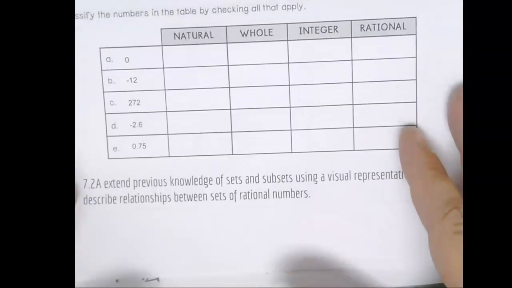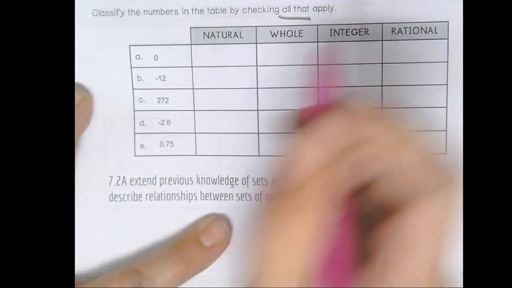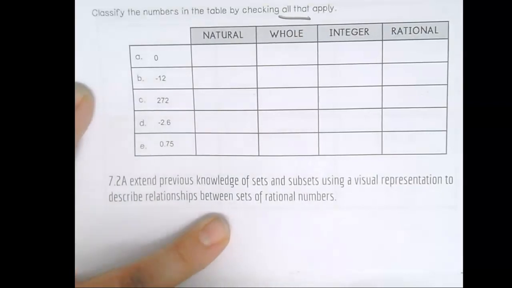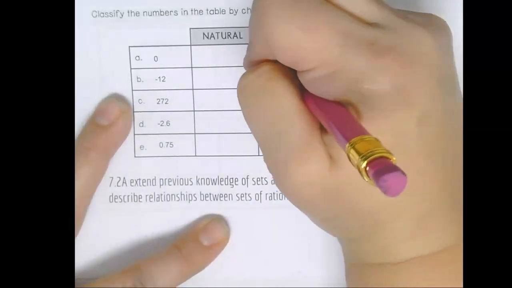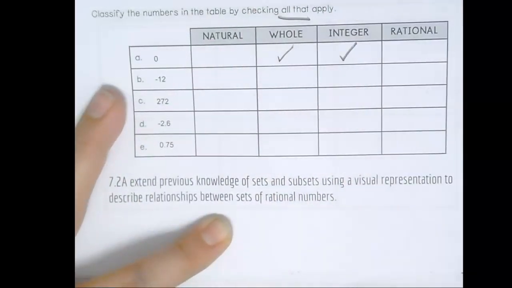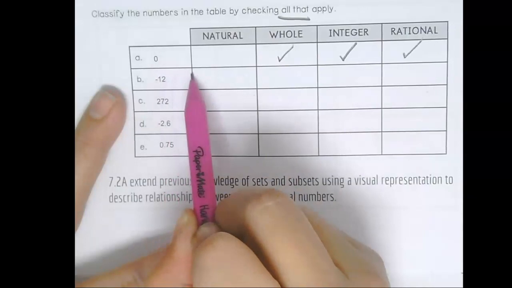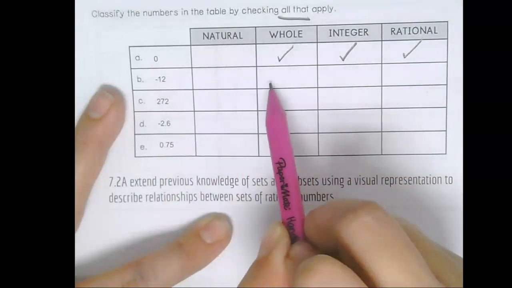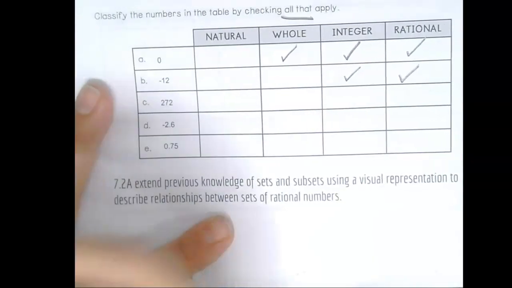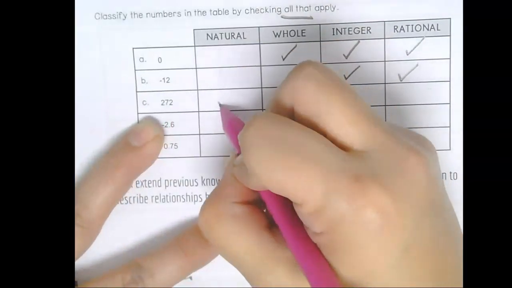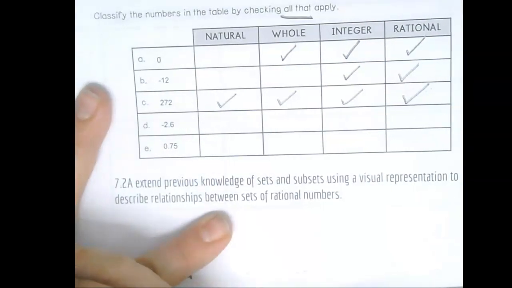Okay. All right. So let's look at classifying the numbers in the table by checking all that apply. Guys, all that apply. So remember, some of these are going to belong to multiple sets and subsets of each other. So when we have 0, 0 is going to be a whole number, 0 is going to be an integer, and 0 is going to be a rational number. So we are going to check all those boxes. Negative 12 is not a natural number. It's not a counting number. It is not a whole number, but it is an integer, and that also makes it a rational number. 272 is a natural counting number. It's a whole number. It's an integer. It's a rational number. It's all the things.